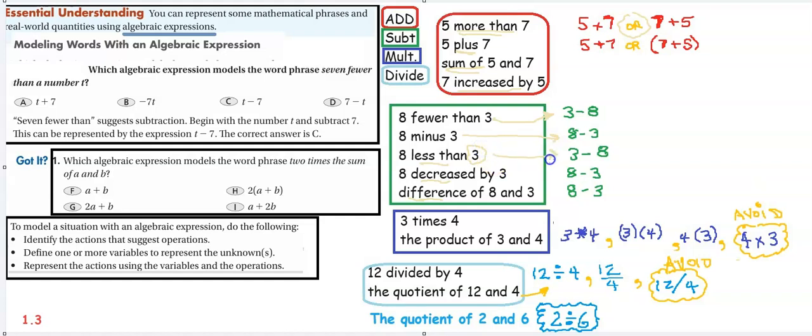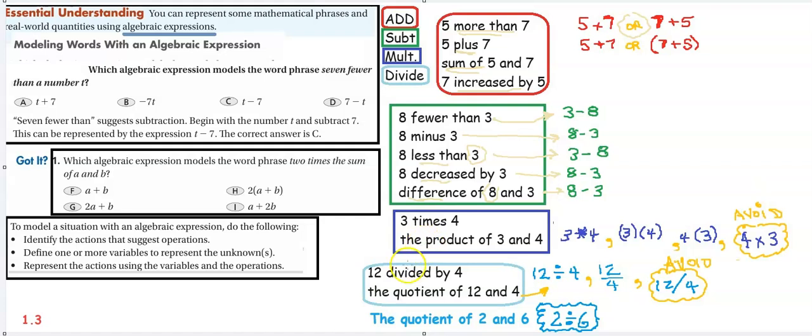That would be this expression. 8 decreased by 3, we're back to 8 minus 3. And the difference of 8 and 3, now in this case, the first number, 8, will be before the subtraction symbol. So this would translate out as 8 minus 3, the first number minus the second one.